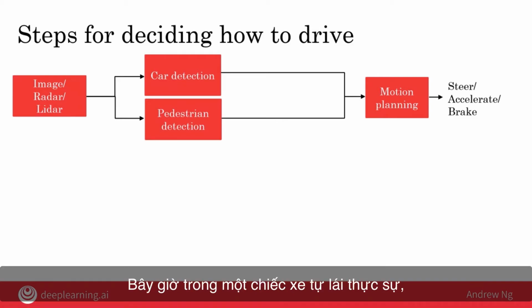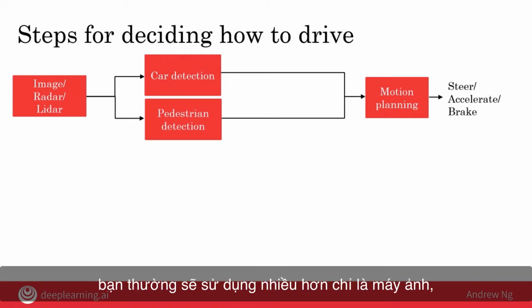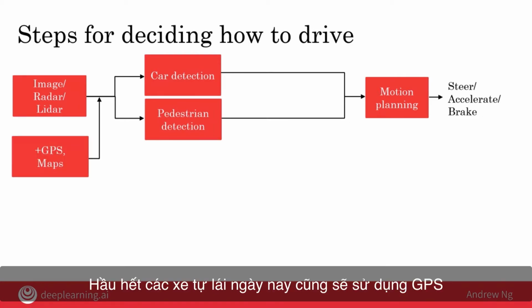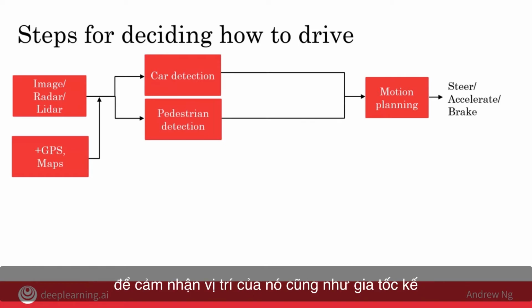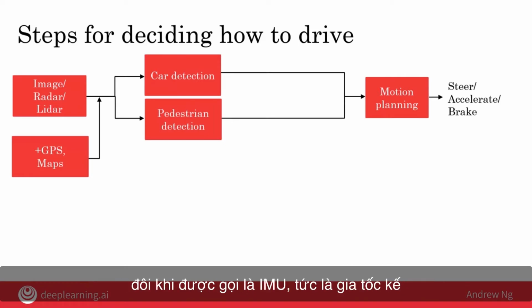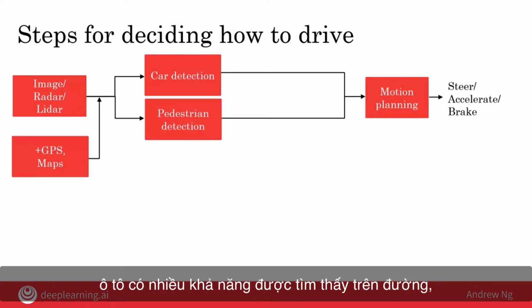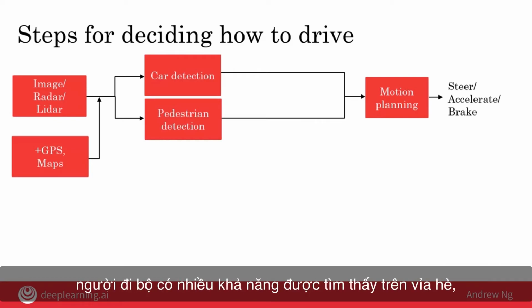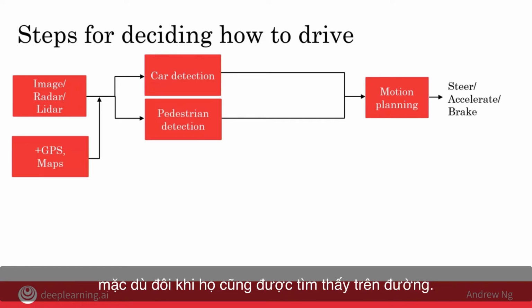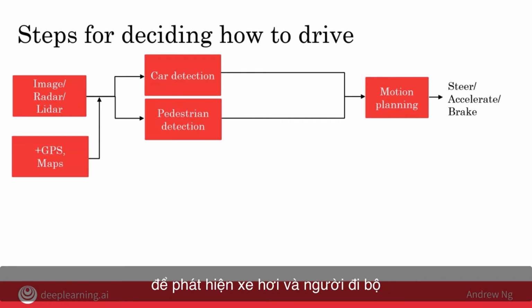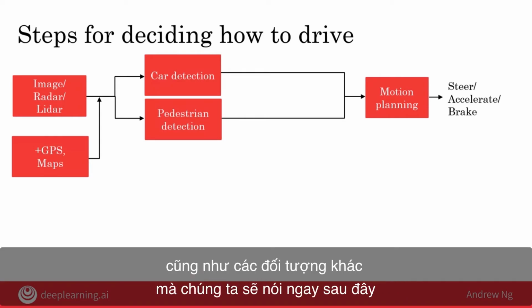Now, in a real self-driving car, you would usually use more than just cameras, radar, and LiDAR. Most self-driving cars today will also use GPS to sense its position, as well as accelerometers, sometimes called an IMU. This means accelerometers and gyroscopes, as well as a map, because we know that cars are more likely to be found on the road, pedestrians are more likely to be found on sidewalks, although they are sometimes found on the road as well. And all this is usually additional information that's fed in to detect cars and pedestrians, as well as other objects we'll talk about in a second.